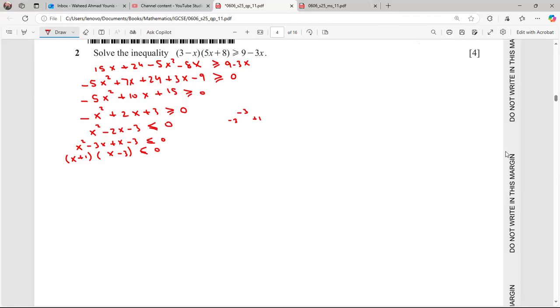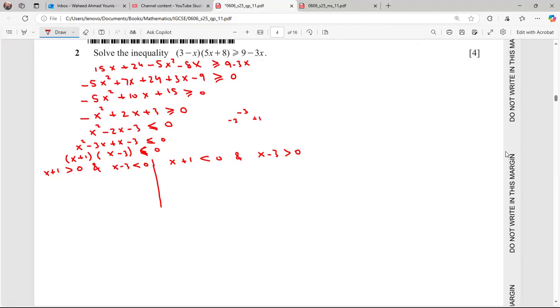If the product of these two is negative, there are two possibilities. One of them has to be negative and one of them has to be positive. Either x plus 1 is positive and x minus 3 is negative, or the second possibility is that x plus 1 is negative and x minus 3 is positive.